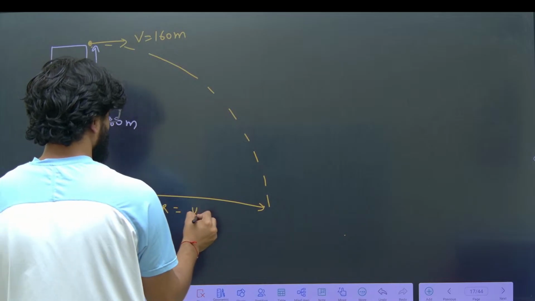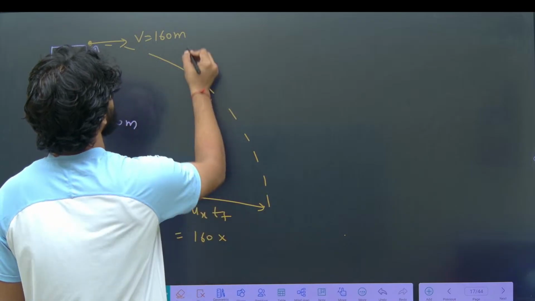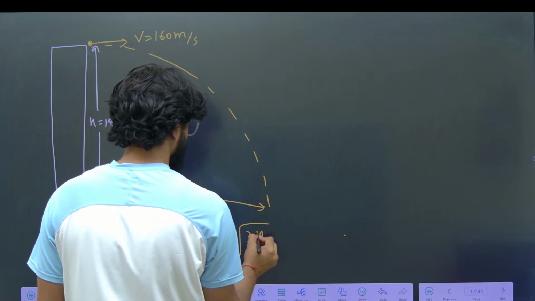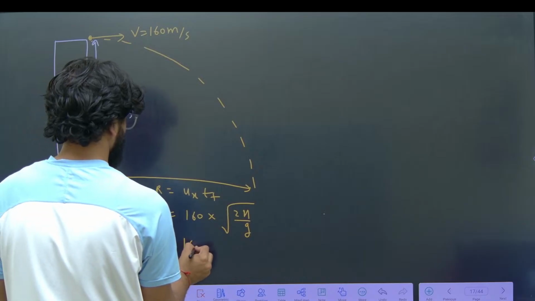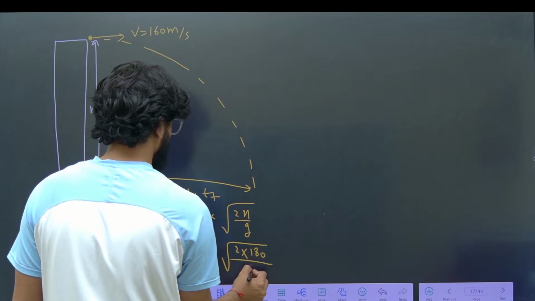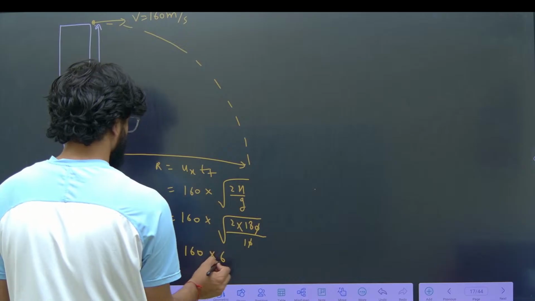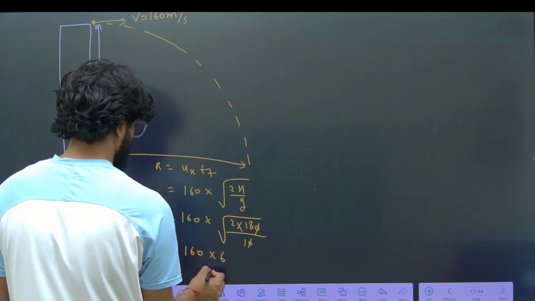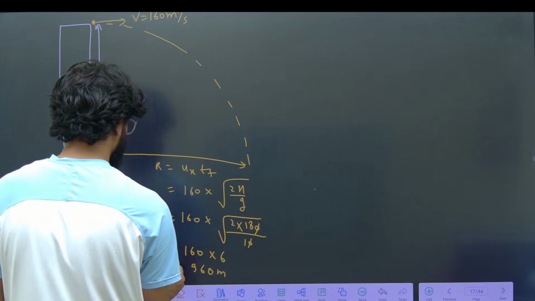Okay. So from here, this range will be ux into time of flight. So ux is 160 meter per second into time of flight, which is root of 2h by g. So it will come out as 2 into 180 upon 10, so over here it will be 6 only, so 160 into 6, so 960 meter.